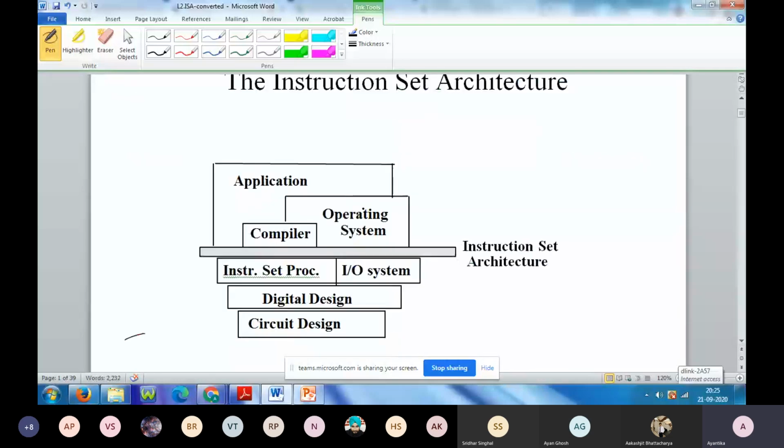So where do I have to put this instruction set architecture? As I have already told in the previous slides, the instruction set architecture is basically a boundary between my hardware and my software. This diagram tells the same thing: you have developed your application, written some software code for your operating system, and done the compilation. Up to this part, your operating system takes care of it.